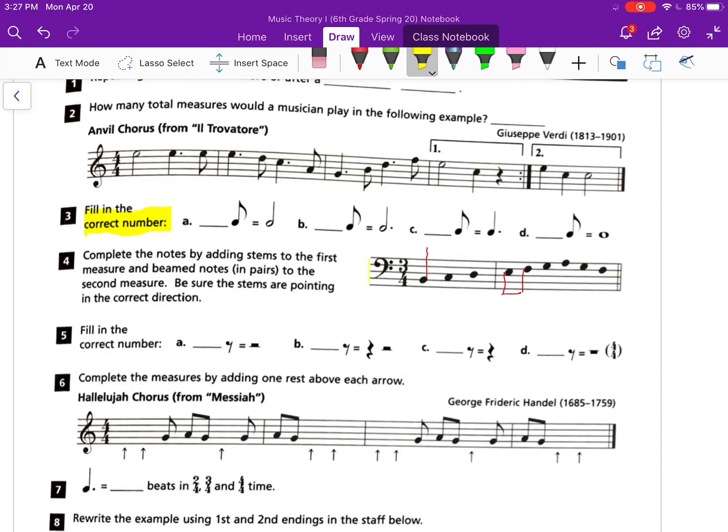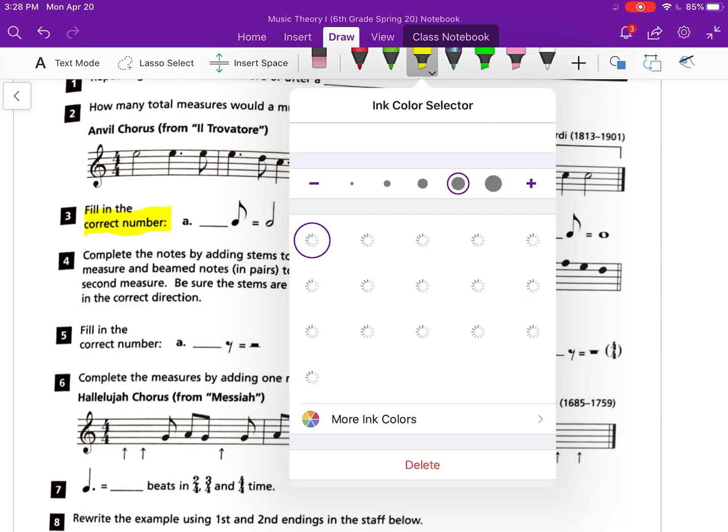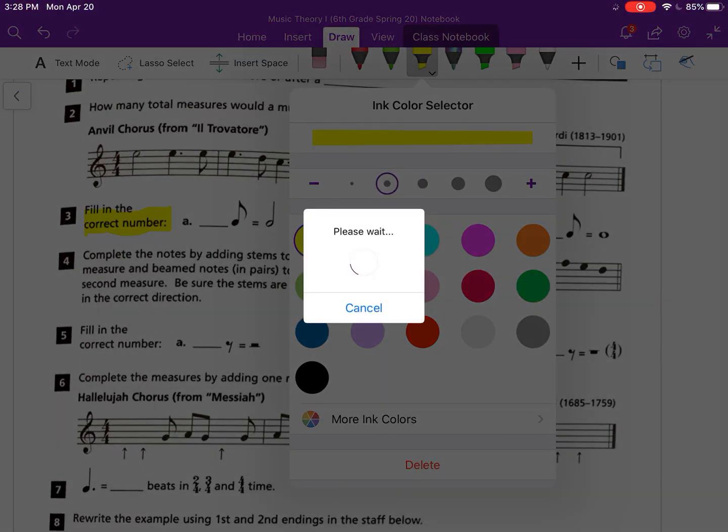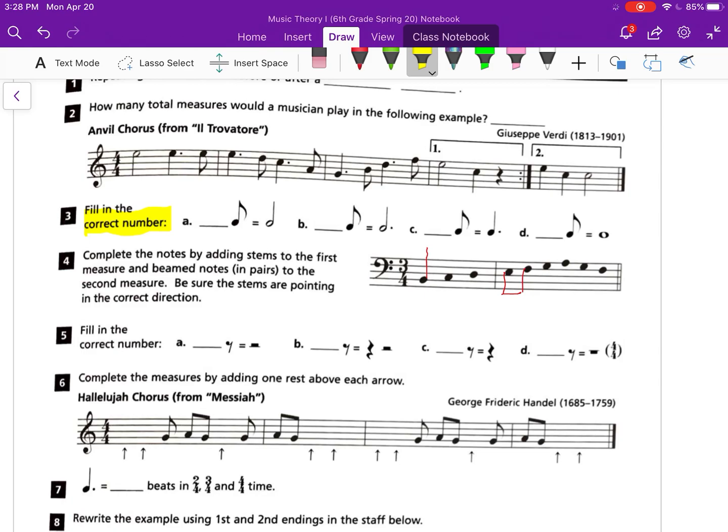So remember, the important part is that, that's way too thick. That middle line, right there. If it's on or above that middle line, the stems go down. If it's below it, the stems are going up. Number 5, fill in the correct number.